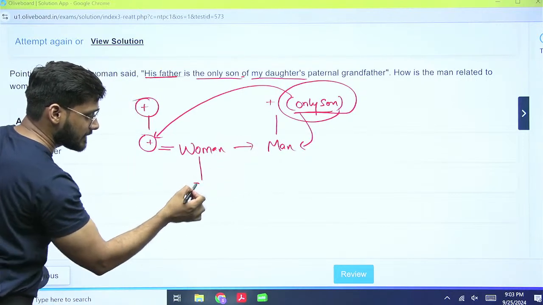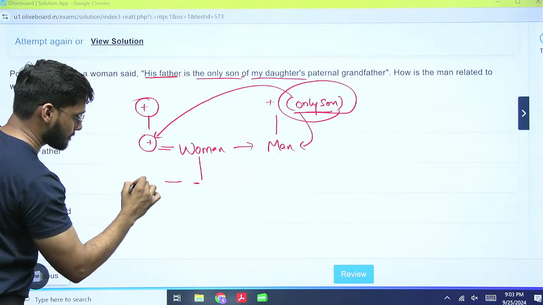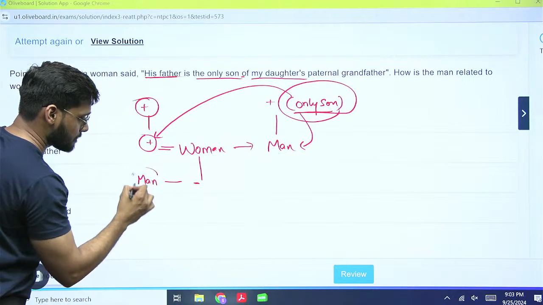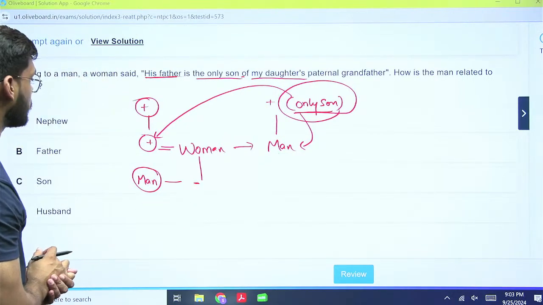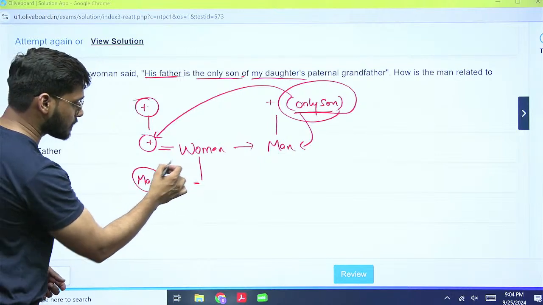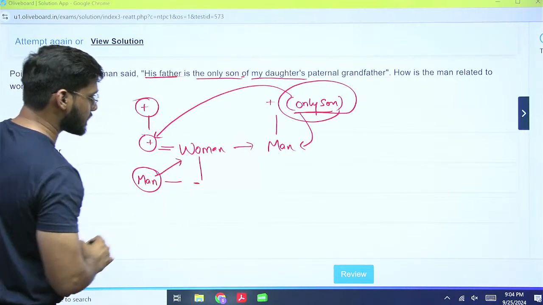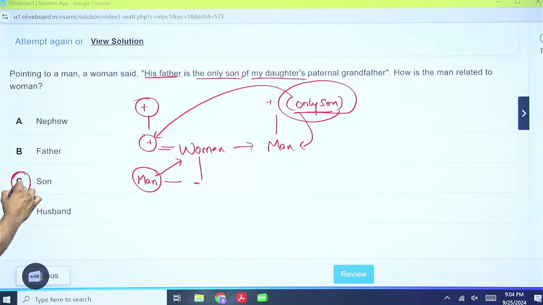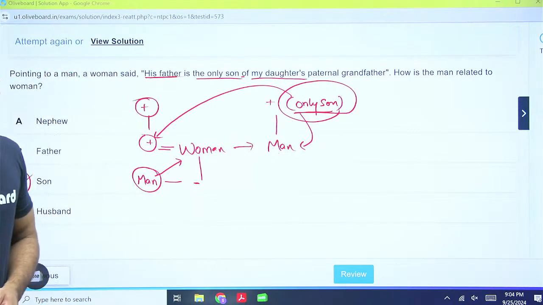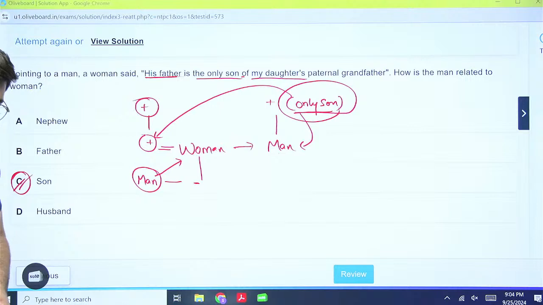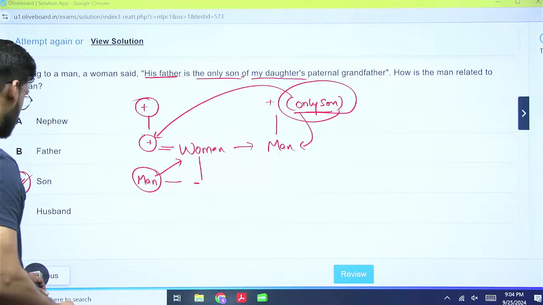So this man and this woman are siblings. How is the man related to the woman? This man is the son of this woman. Option C. Right? Okay. Let's move on to the next question.